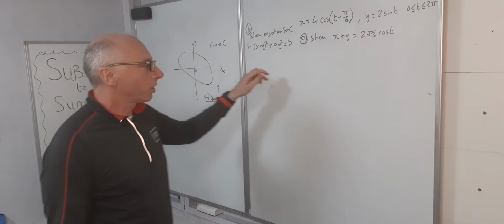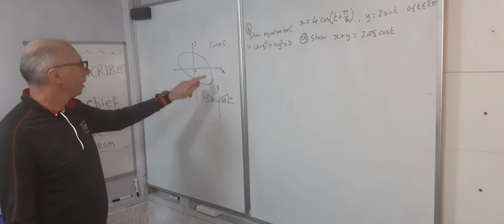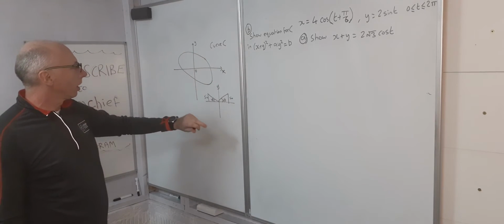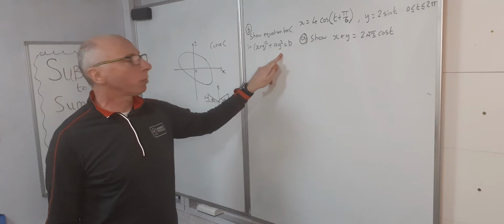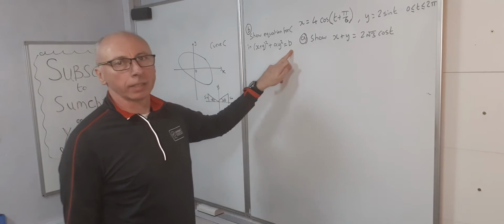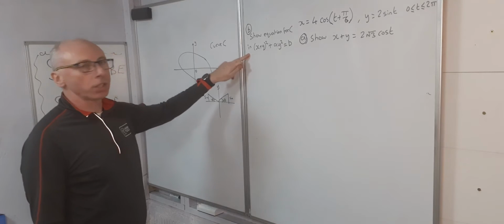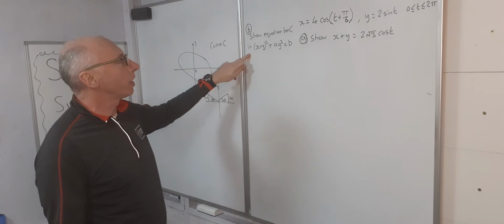Okay, so for this question, we're looking at curve C, which is an ellipse. And this curve has the equation x squared plus a y squared equals b. Now we're going to look for that equation later on in this video.